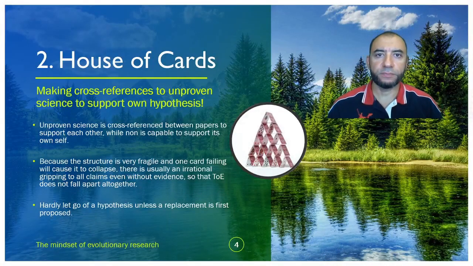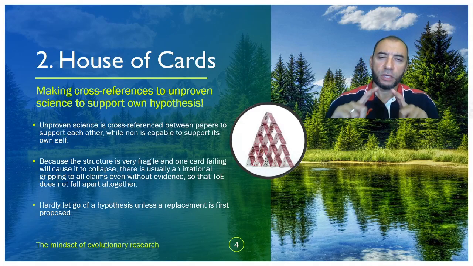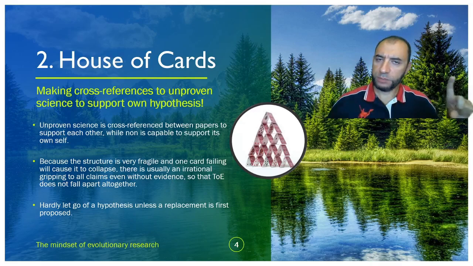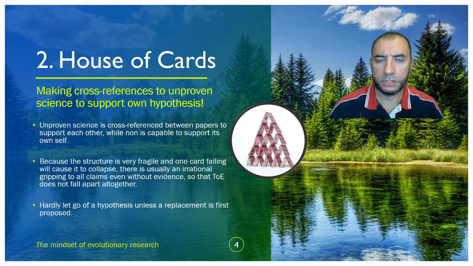Now, the second point is what I call a house of cards. And what this means is that you will find, for example, a specific problem being studied by evolution, like, for example, the emergence of multicellular life, multicellular organisms.